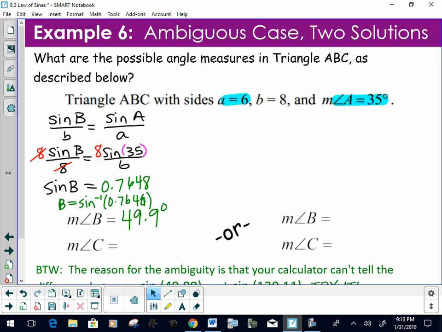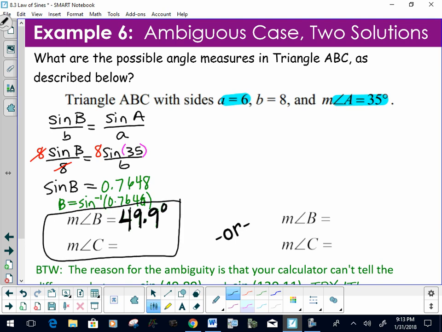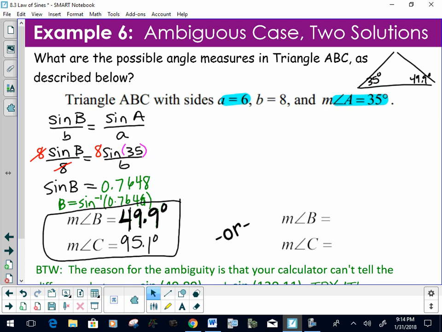And then it seems like a lot of work to go through and find that angle, and shoot, now we have to do it again for angle C. Not so. Angle C is actually very easy to find. Angle C is just the third angle in the triangle. So our triangle maybe looked something like this. We started with 35 degrees. We just calculated that this one is 49.9 degrees. So we can just subtract those two angles from 180 and find that angle C is 95.1 degrees.